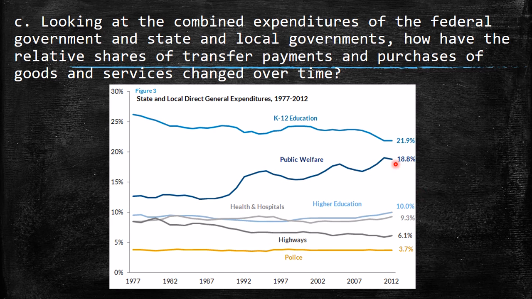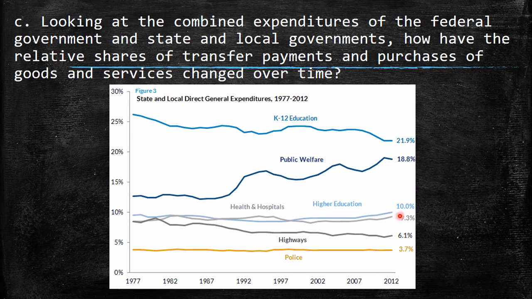2012. So here, again, it is not the GDP, we have the participation, I would say the share, and the highest one is K-12 education. The second one is public welfare, which has increased to a value of 18.8%, and to tell the truth, the rest remains almost the same.